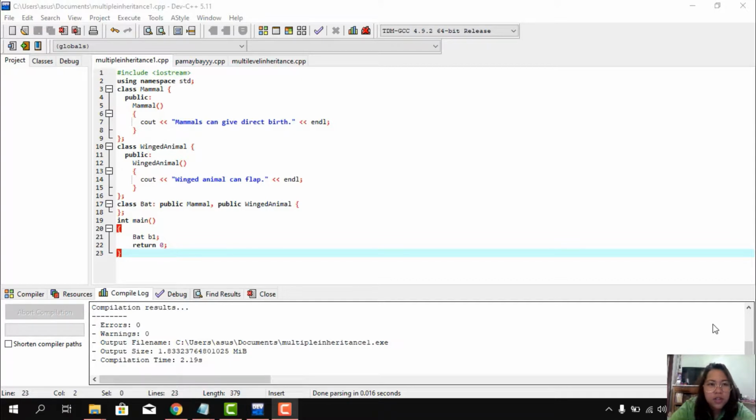So the next one is multiple inheritance. Multiple inheritance is a single class derived from two or more parent classes. So this is the example code, guys.